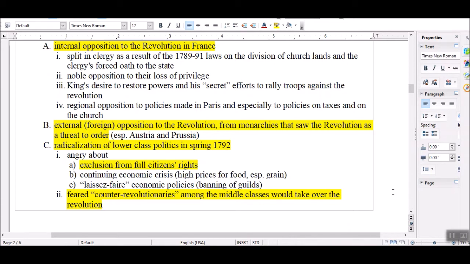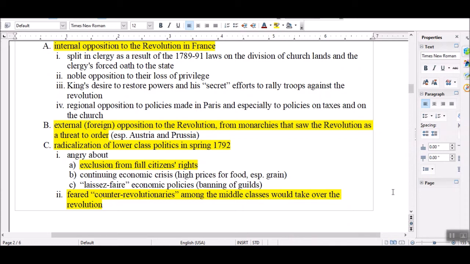There's also going to be a general radicalization where the lower class politics are going to get meaner and meaner starting at the beginning of 1792, because they are going to be very angry about the fact that they don't have full citizens' rights. They can't vote because they don't have property, and yet they were the ones who did the work. Reasonable issues. They also are still seeing those incredibly high prices for food, especially grain, making it rather difficult to have bread and stuff like that.